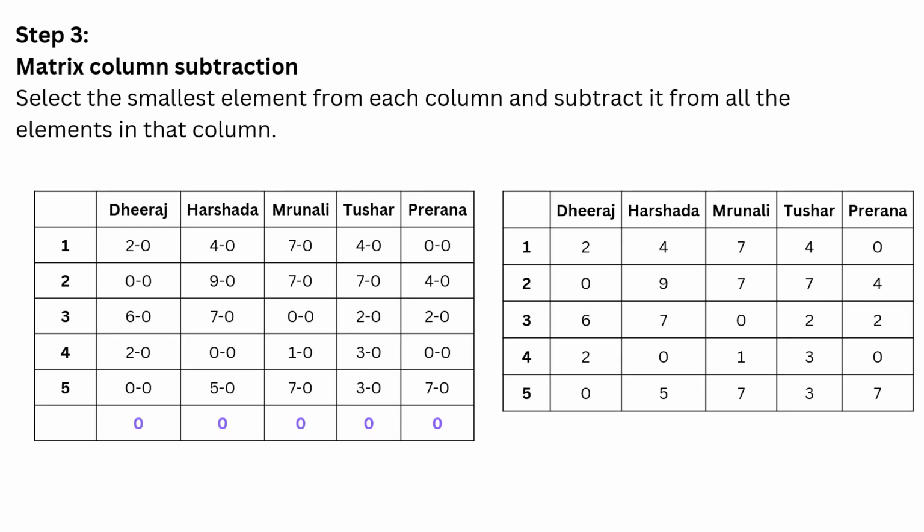Step 3. Matrix column subtraction. It is similar to the row subtraction, only it is carried out for each column. As from the previous table, we have to analyze the least number from each column. In each column, the 0 is the least number. After subtracting the 0, we get this table.